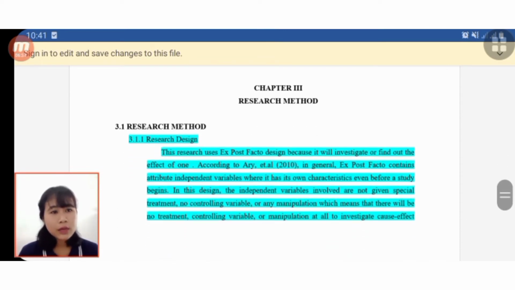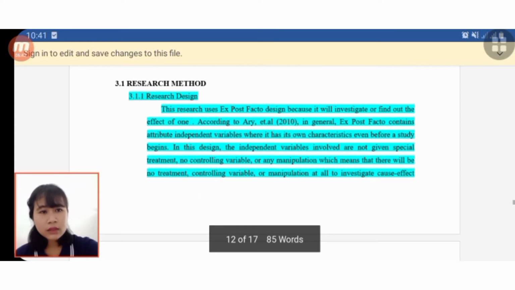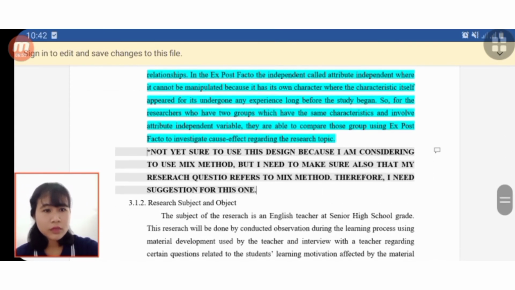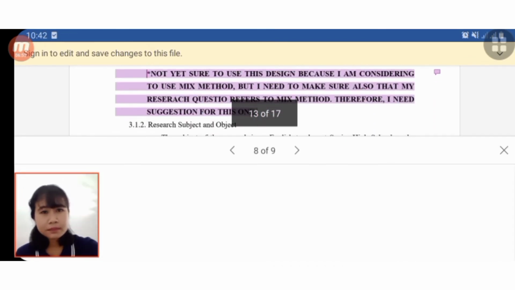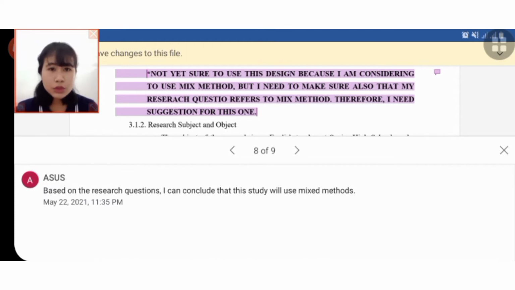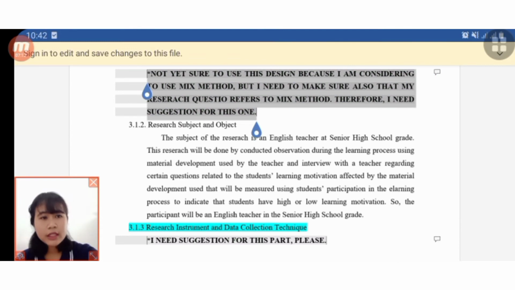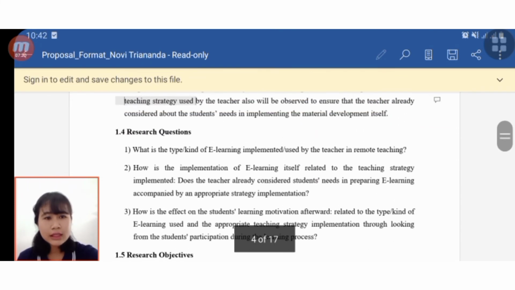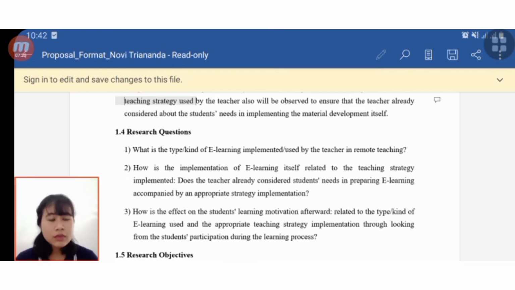Next I will give my suggestion and comments on your research method. From the research design, you seem confused about what method is suitable for your research. My comment is, after reading the research questions and research objective, I can conclude that the study will use mixed method. Because from your research question number 1, to find out the type or kind of e-learning implemented by the teacher in remote learning, you need to do an interview or observation to find out the answer.